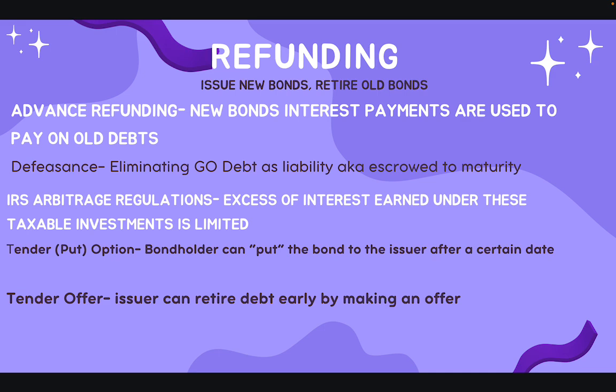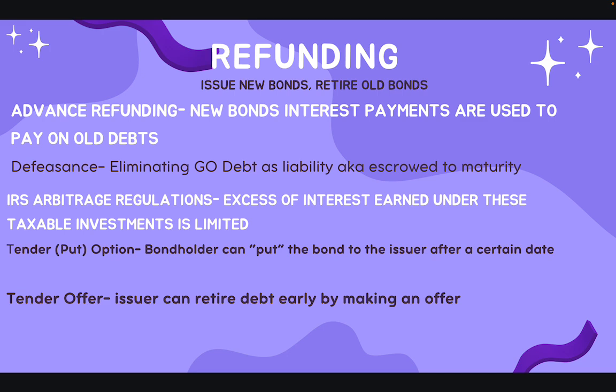Refunding. Okay. That is when you issue new bonds and you retire old bonds. So there's advance refunding. New bond interest payments are used to pay on the old debt. And there's defeasance, that is eliminating GO debt as a liability, and it's also known as escrow to maturity. Okay, defeasance. So you're eliminating the general obligation bond as a liability, also known as being escrowed to maturity.